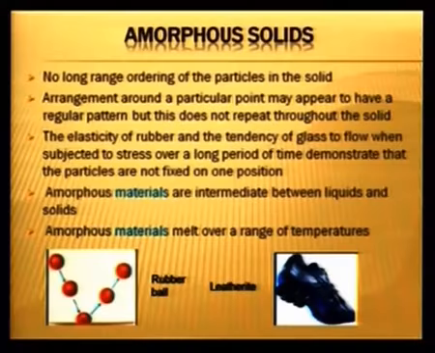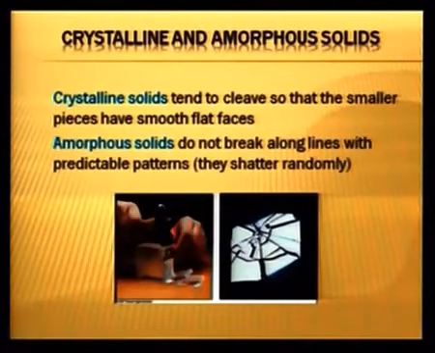Amorphous solid materials have properties which are intermediate between those of liquids and solids. You can see the amorphous solid examples. For example, leatherite, of which purses, shoes and many materials are made, and also rubber and plastics, they are all amorphous solids.